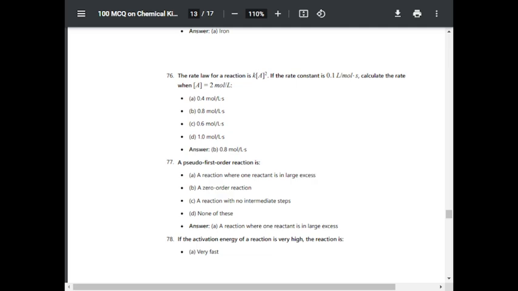You will calculate by the equation, and when you calculate it, it will become 0.8 mole per liter per second. That is, option B is correct.